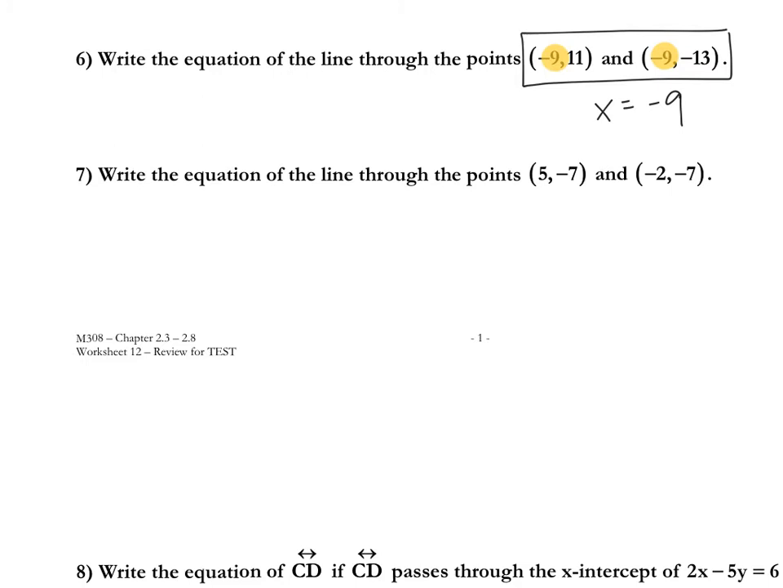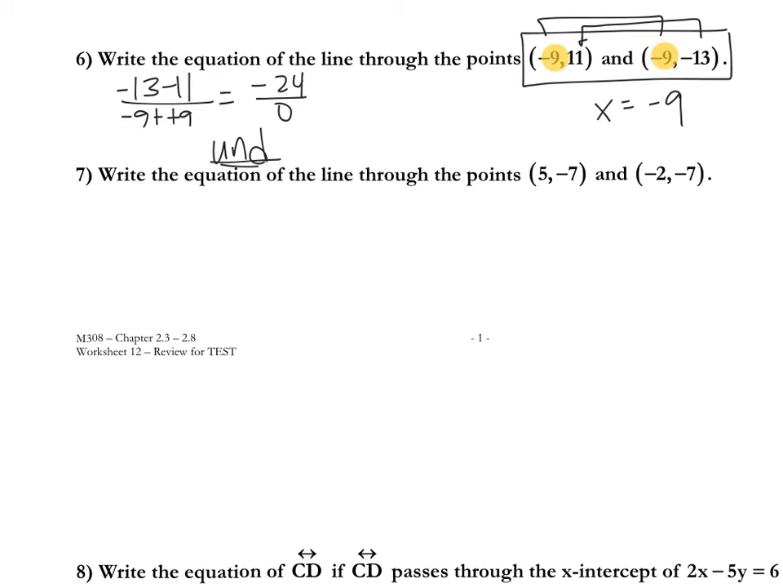So let's start by doing the slope. -13 minus 11 goes on top over -9 minus -9. -13 minus 11 is -24, but -9 minus -9 is actually 0. This means undefined. So here's what you want to start thinking about. What kinds of lines have undefined slopes? Well, those are vertical lines. Vertical lines are x equals a number.